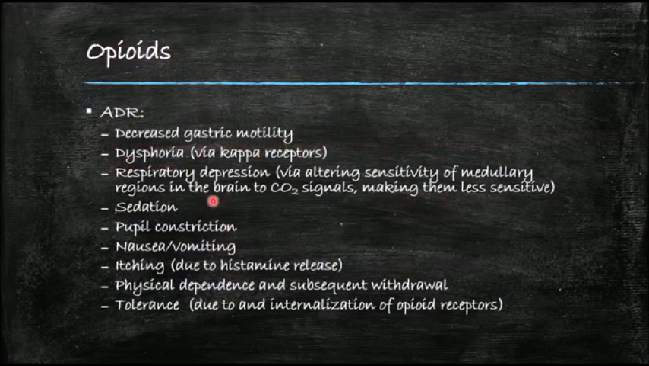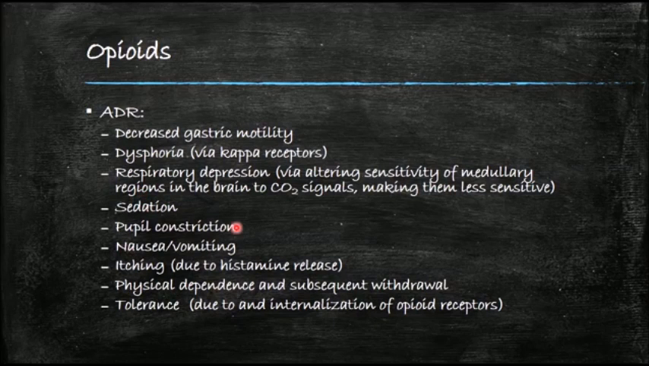ADRs are long, but you should probably know them. So decreased gastric motility, that's what causes the diarrhea. Not the diarrhea, the constipation. Dysphoria is a bad feeling, so it's the opposite of euphoria, and that's mediated by kappa. Respiratory depression, this is one of the biggest concerns that you have. If you give patients too much opiates, their respiratory drive is going to be lowered, and it can cause them to go into respiratory distress.